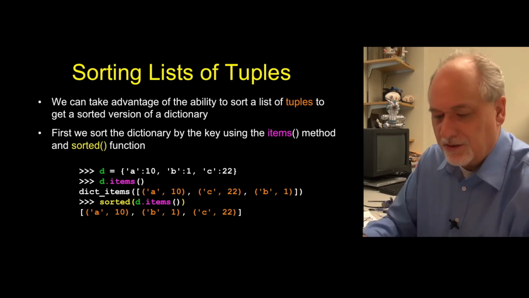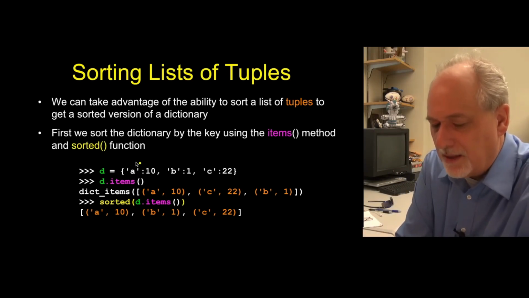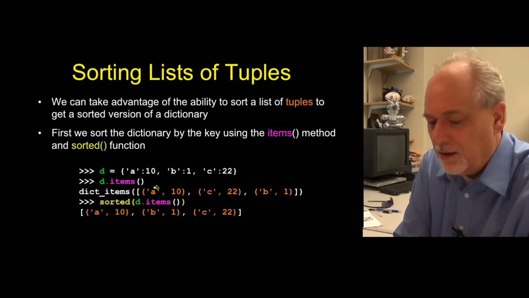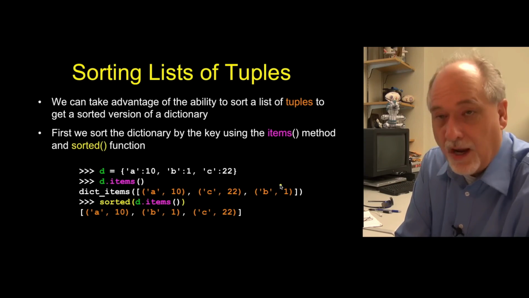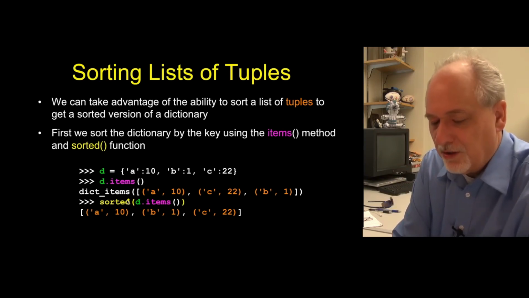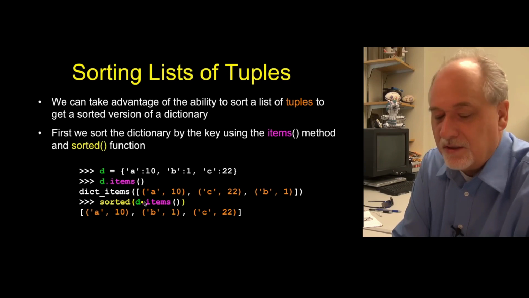So if we take a look at this code right here, we have our happy little dictionary, A, B, C. A maps to 10, B maps to 1, C maps to 20. What are we going to get here? Well, it comes out, the mapping is the right way, but the order is whatever. And now we use this function called sorted, which takes in a sequence and then returns a sorted version of that, a list that's sorted. And so it says sorted D items.